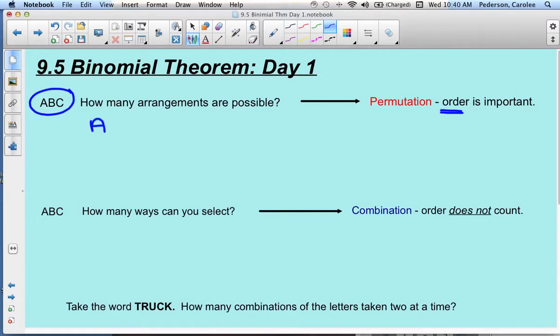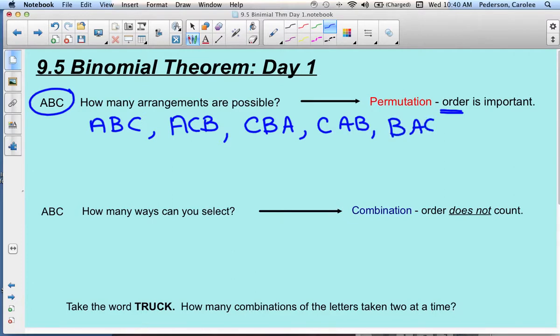So the first way is just as it is, A, B, C. Another way could be A, C, B. Another way could be C, B, A, or C, A, B, and then B, A, C, and B, C, A. There are a total of 6 ways in which you can rearrange the order of these 3 letters. This is called a permutation.